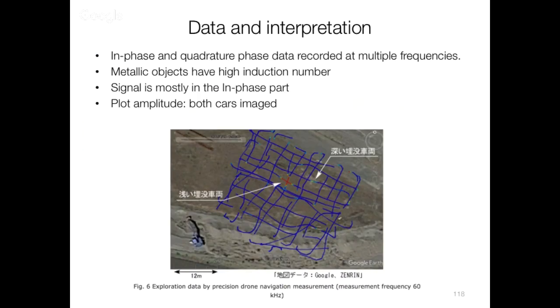So we build it. They've got in-phase and quadrature-phase data at multiple frequencies. You know all that stuff. It's a metallic object, so immediately you think high induction number, which then means it's mostly in the in-phase part. Amazing, you guys know all this stuff, right? And then you can plot just the amplitude of the field, and this is what you see.